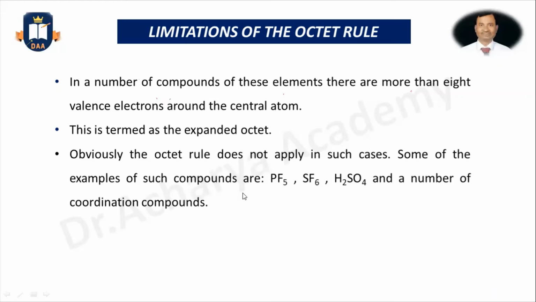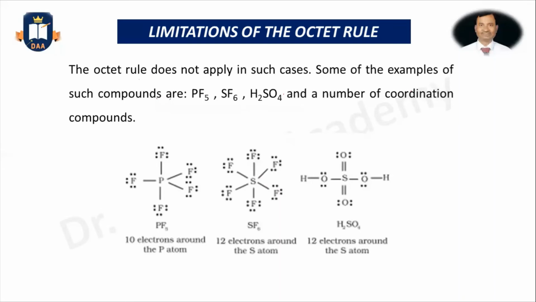Some examples of such compounds are PF5, SF6, H2SO4, and a number of coordination compounds. Why is it happening? Because the atoms of these elements have 3d orbitals in addition to the 3s and 3p orbitals. So some examples, you can see the structure here.